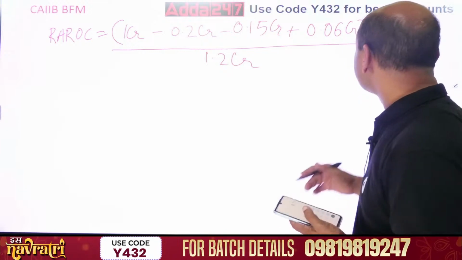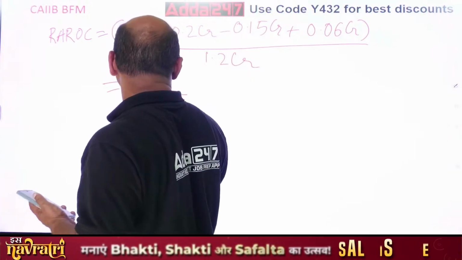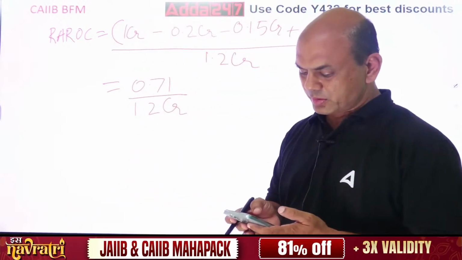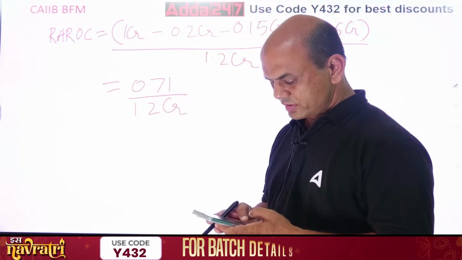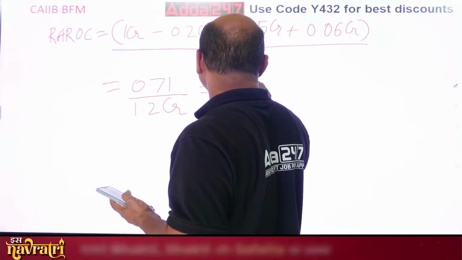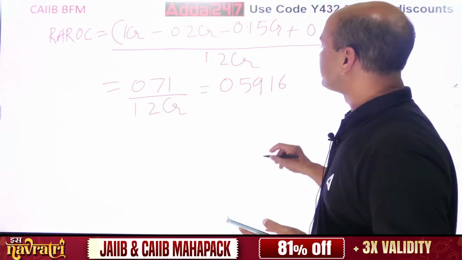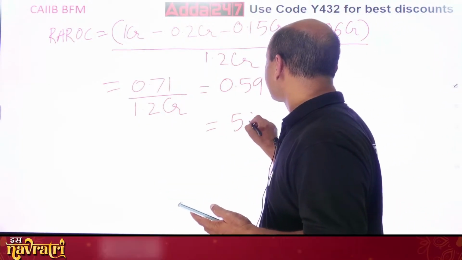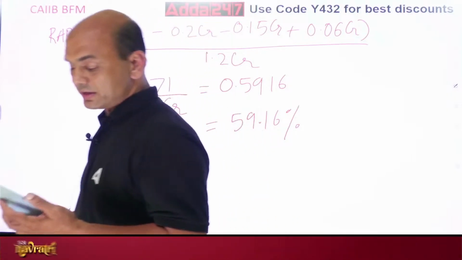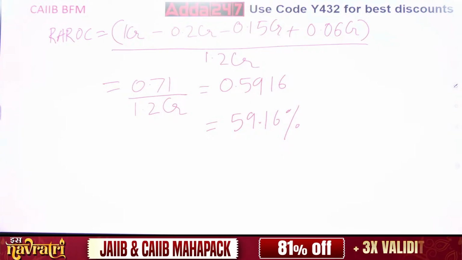0.71 divided by, I'll write it down. So REROC equals 0.71 upon 1.2 CR. Both are in CR, so 1.2. So you're getting 0.5916. So in percentage it will be 59.16%. This is your REROC. Very, very, very important term, REROC.